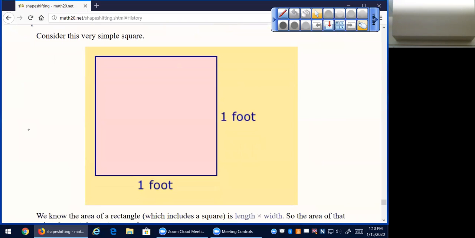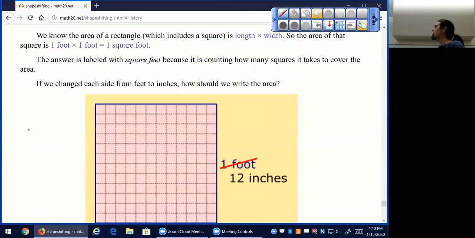Then, how big is this square in area? If I was to paint it, we would say it's a square foot. Area is length times width, 1 times 1 is 1, or we could just look at it and say that thing is a square foot.